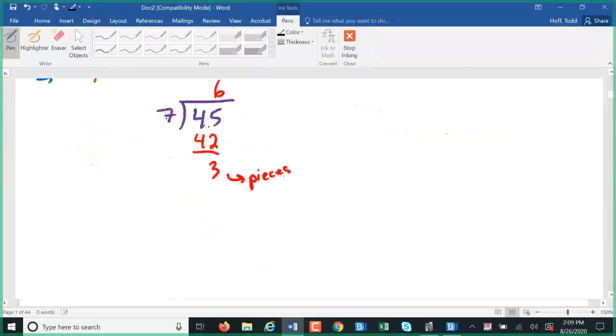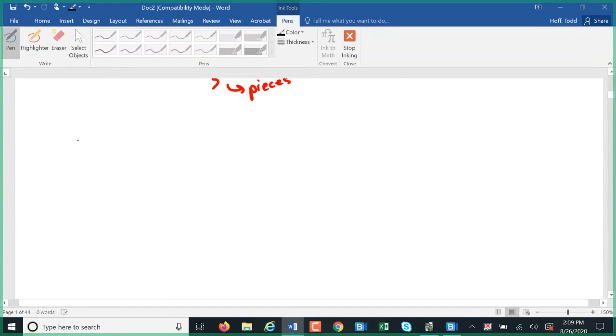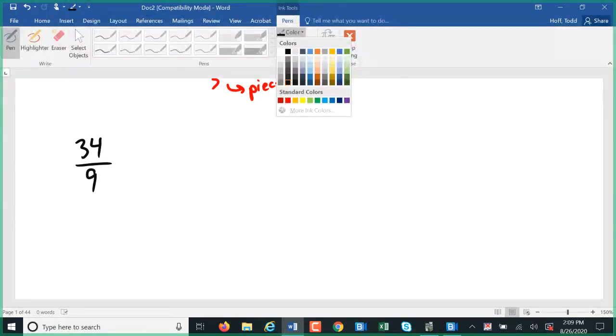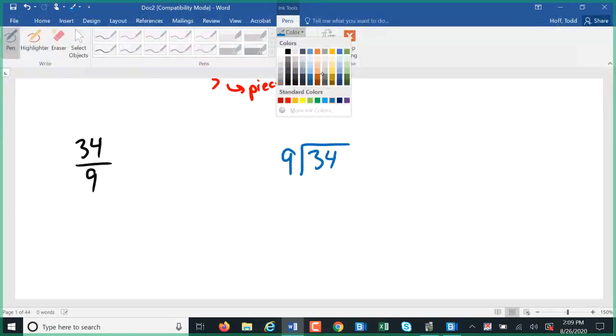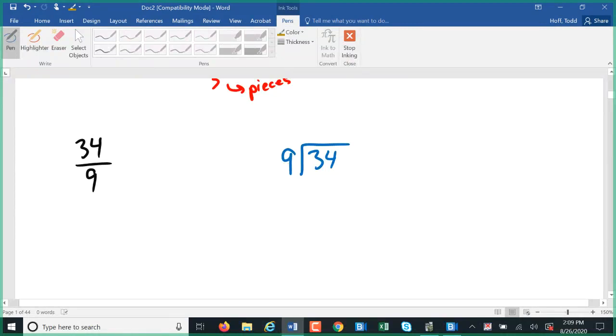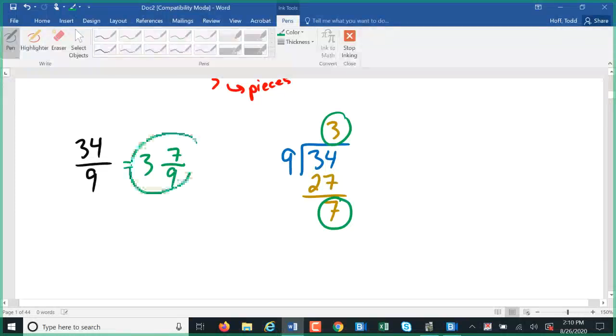Or we might have something like this. Well, let's do 34/9. So same thing, we're going to do a division and a remainder. 34 divided by 9. How many times does 9 go into 34? 3. What is 3 times 9? 27. So we subtract, how much is left over? 7. Good. So this is saying we have 3 whole objects, 7 pieces left over. 3 7/9.